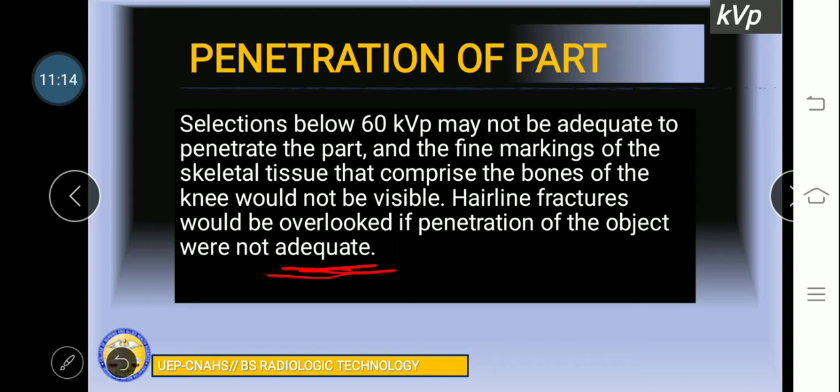Okay, so below 60 kVp pero may specific siya ditong body part. Sabi niya dito of the knee. Kasi baka mag-x-ray kayo ng hand tapos gamitan nyo ng 60. So, yung lalabas is talagang black. Kasi nga sabi dito sa book below 60 kV. No. Kasi every part there are adequate kVp just to penetrate that part.